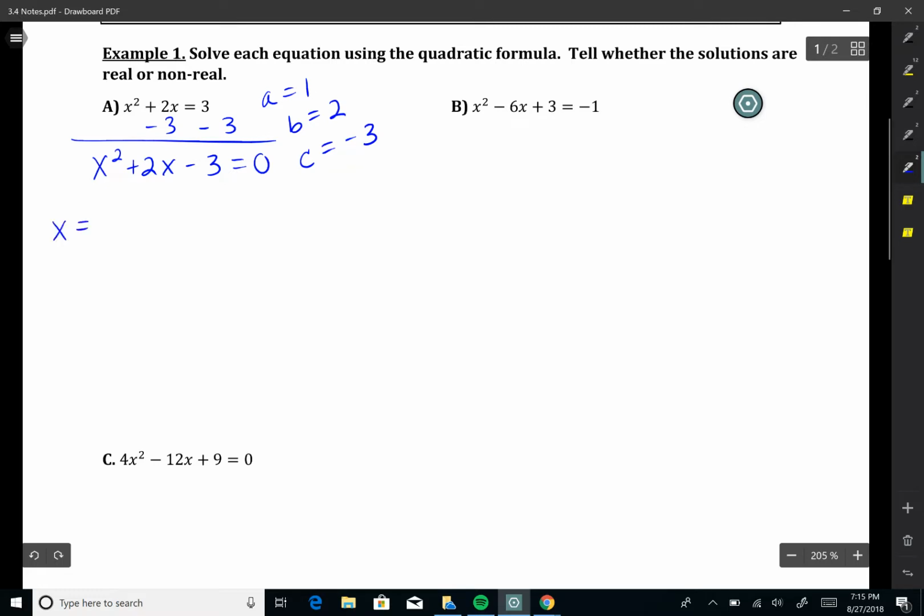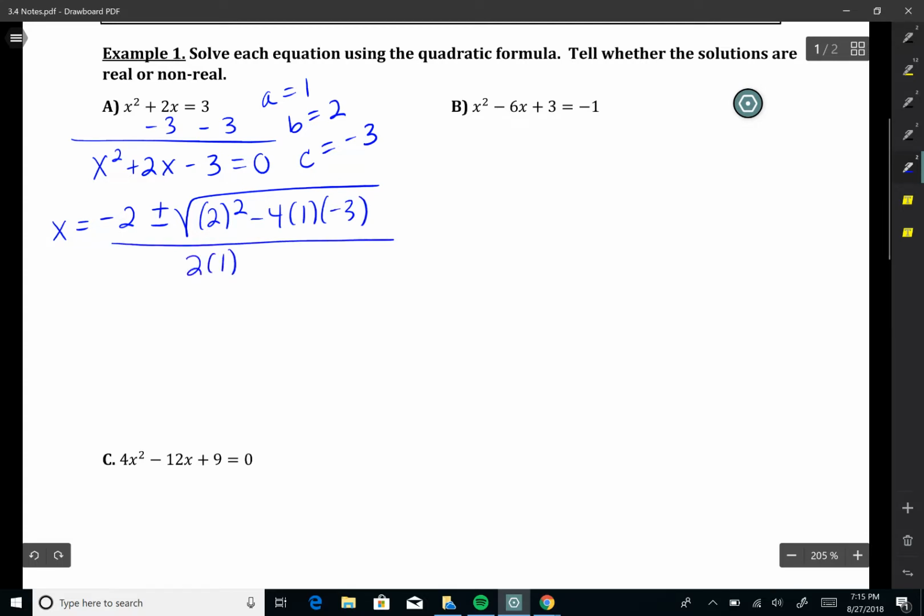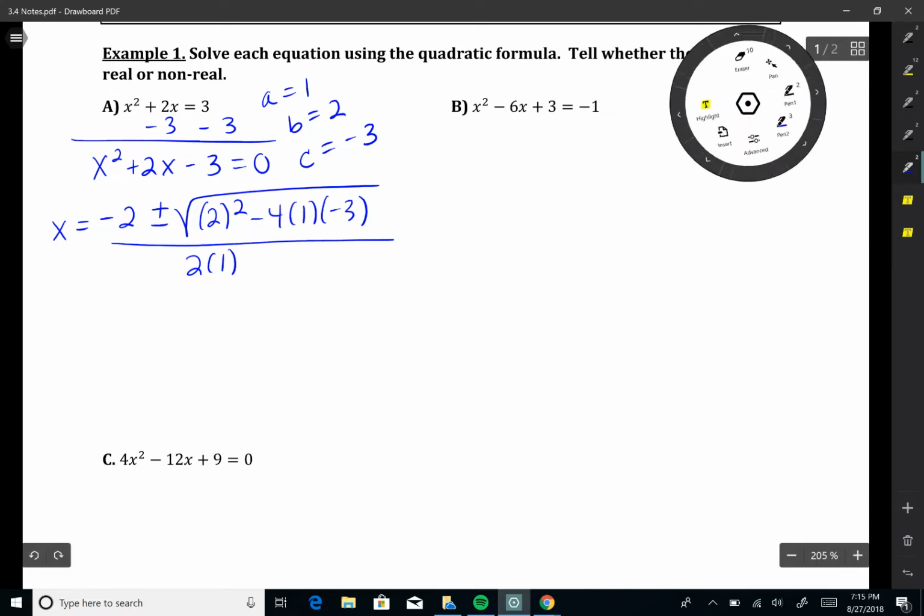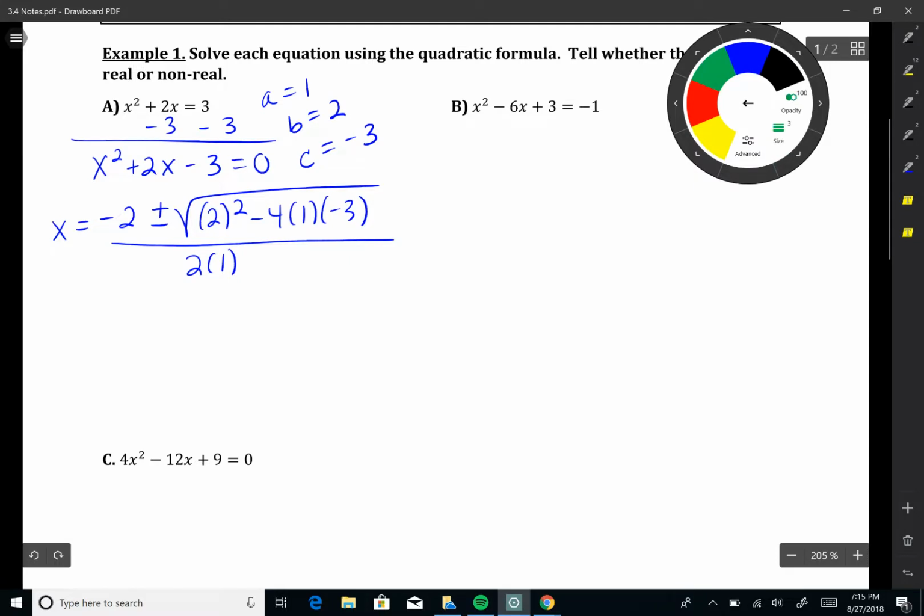X equals the opposite of b, that would be negative 2, plus or minus the square root of b squared, that's 2 squared, minus 4 times a, which is 1, times c, which is negative 3. And that's all divided by 2 times a. Okay, when I solve using the quadratic formula, I always simplify what's under my radical first. So this expression, and I kind of just write it above the radical.